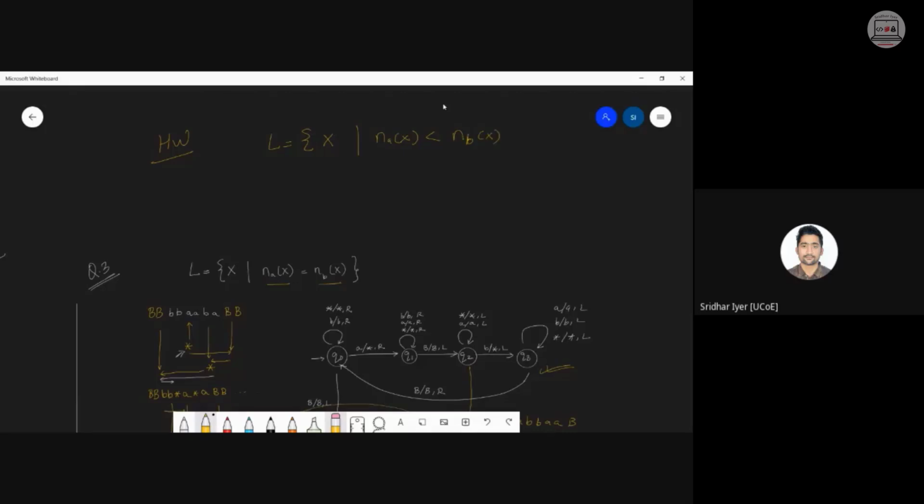ये मैं solve नहीं करूंगा. I want you all to solve it. We have time till Friday. The next lecture is on Friday. So I am hopeful you would be able to solve this. Number of A's would be less than number of B's.